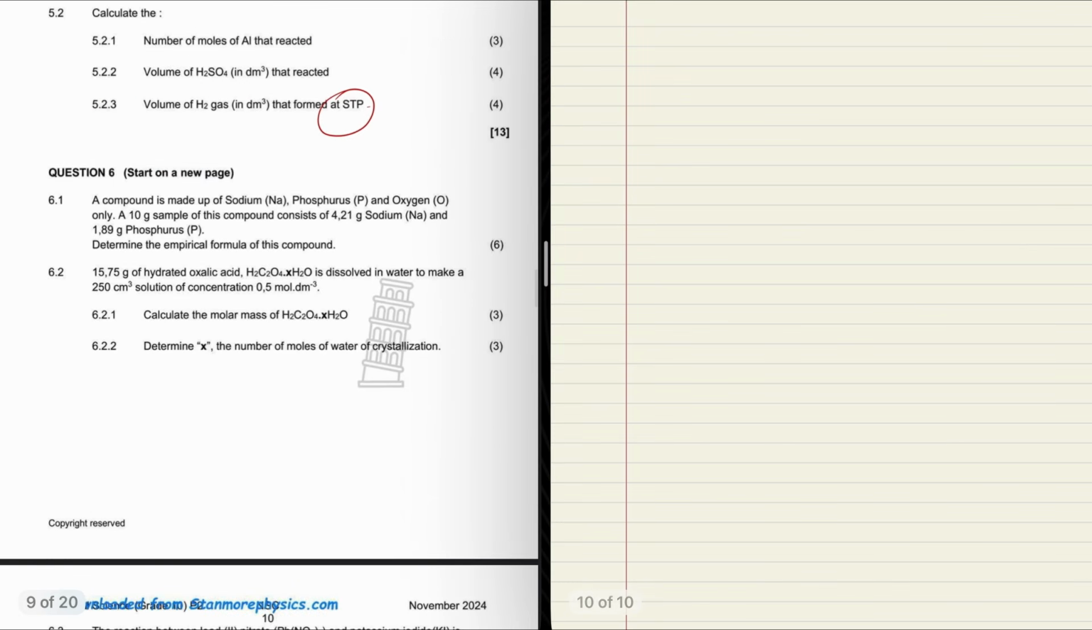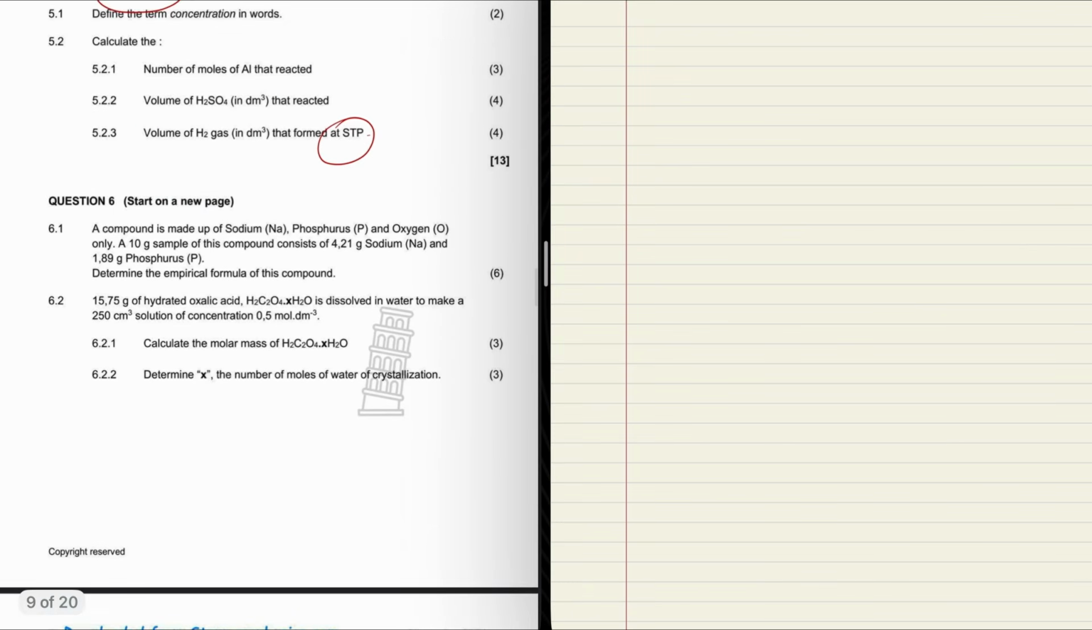Now let's take a look at question number 6. A compound is made up of sodium, phosphorus and oxygen. A 10-gram sample of this compound consists of 4,21 grams of sodium, 1,89 grams of phosphorus. Determine the empirical formula. So the first thing we need to do is figure out the mass of oxygen.